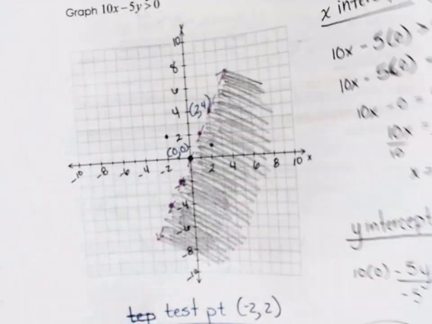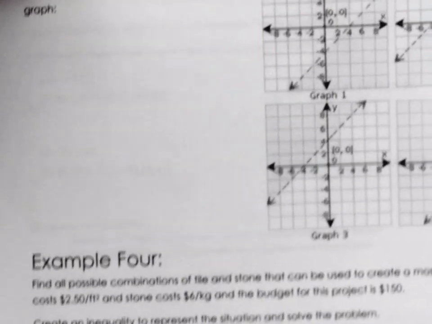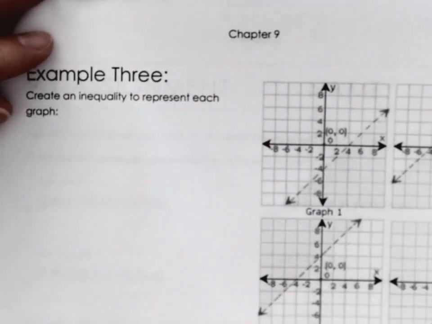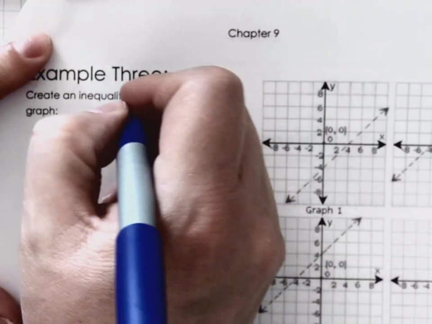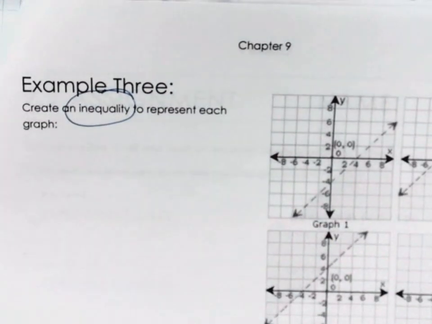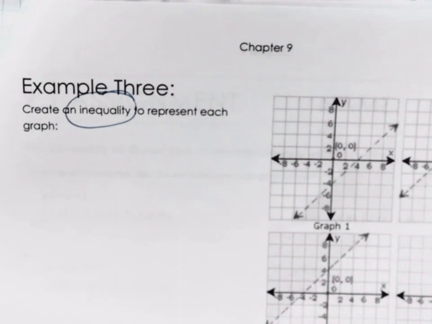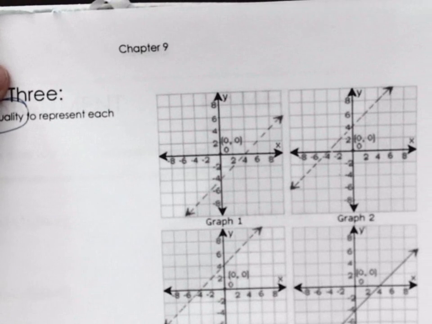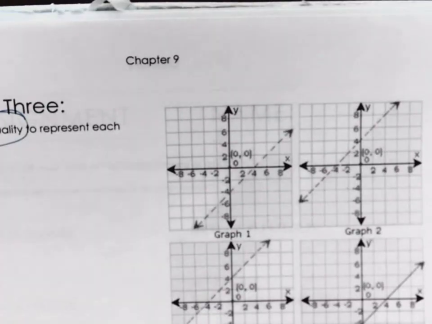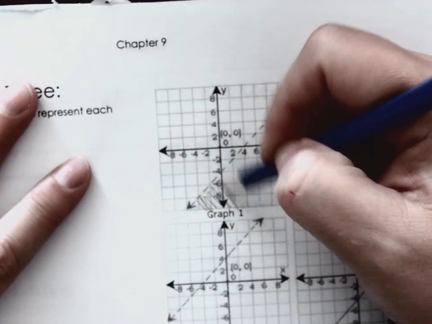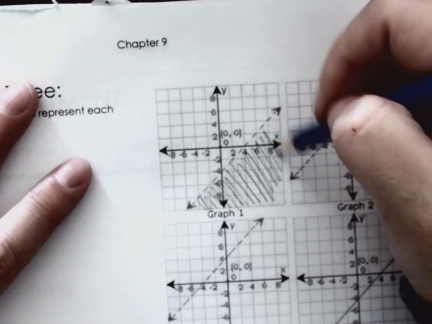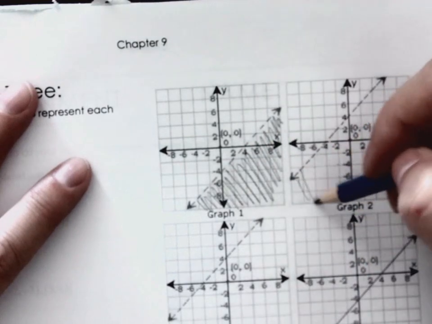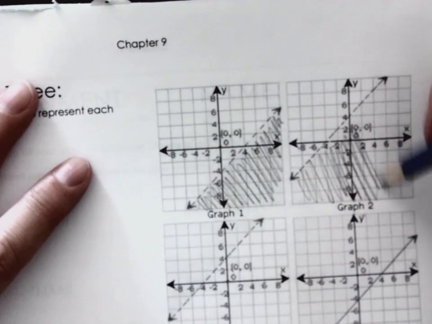Okay, last page is we're going to create an inequality. So step 1, we got to create that equation of your linear function. And these ones are really poorly shaded. So I'm just going to say graph 1 is shaded below. You can kind of see it, but just so we're all on the same page. Graph 2 is shaded below.